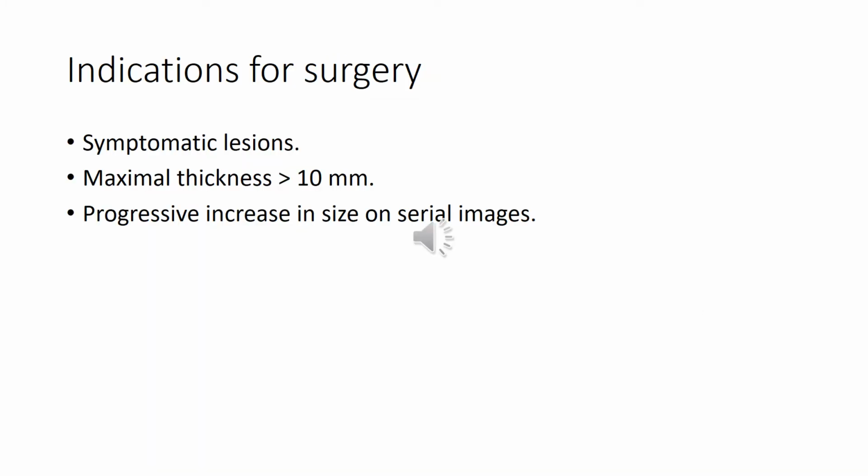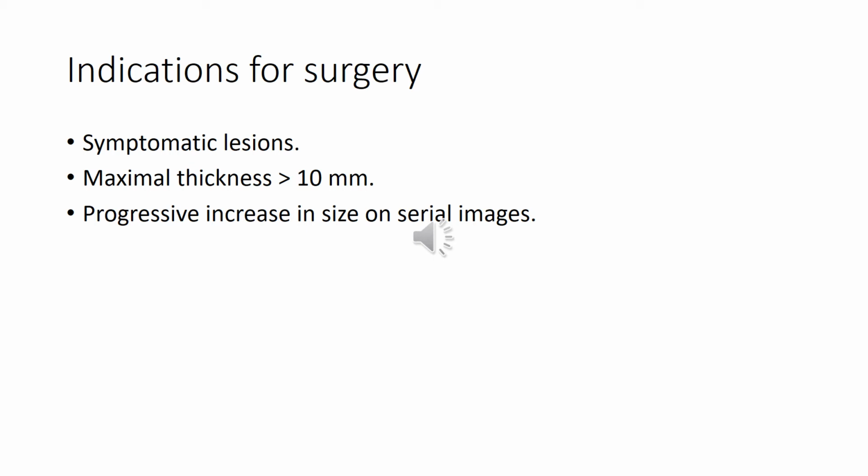Now, what are the indications for surgery in patients with chronic subdural hematoma? First of all, symptomatic lesions. So if a patient presents with any of the previously mentioned symptoms and signs, you do a CT scan and you think that the chronic subdural hematoma is responsible for the patient's symptoms and signs, so this is an indication for surgery. Any chronic subdural hematoma with a maximal thickness more than 10 millimeter is an indication for surgery, no matter if the patient is symptomatic or not.